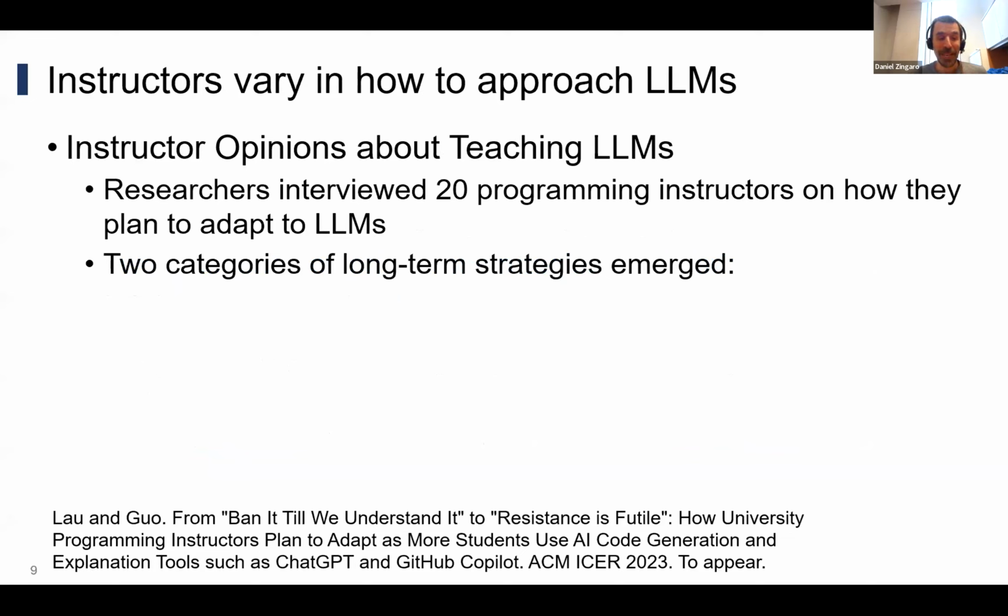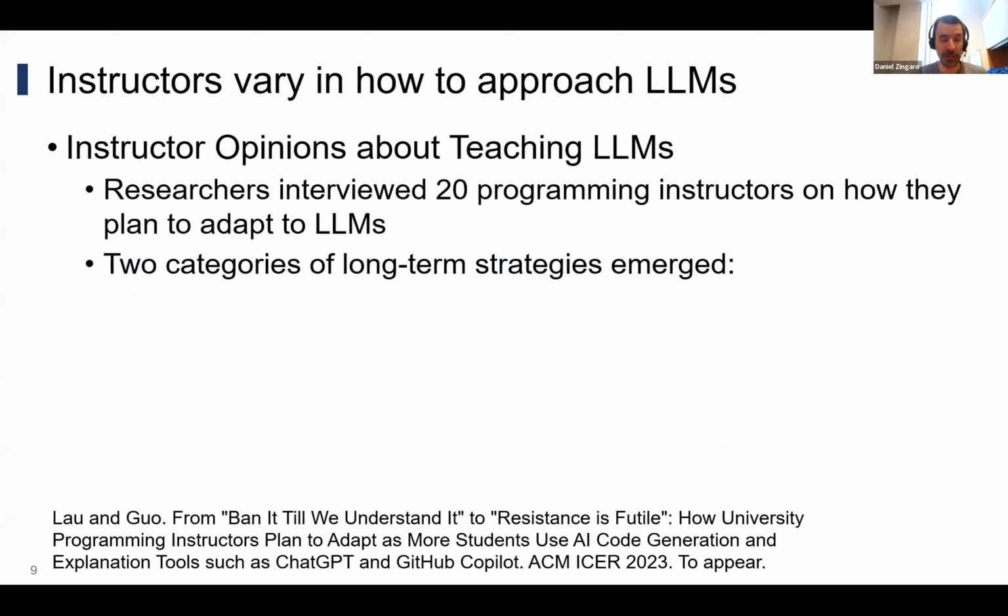Right, so it's clear that something needs to change now in CS1, and so the question is what? So researchers have interviewed instructors, and right now everyone's just panicking about students cheating, right? That's all everyone talks about right now. But in the long term, there are 2 main approaches for what to do. So first is resist these tools, and second is embrace these tools.